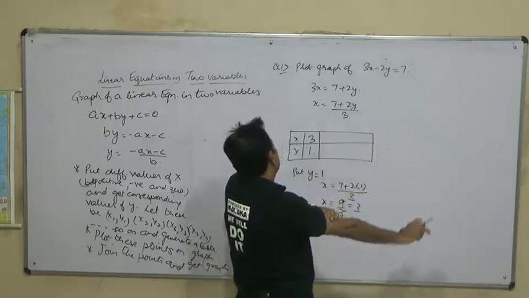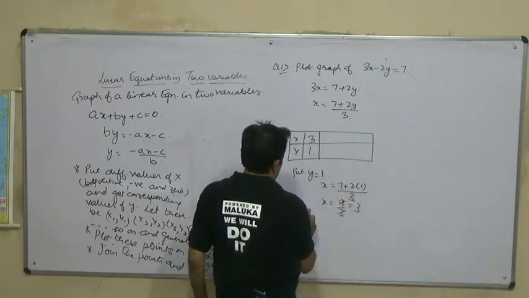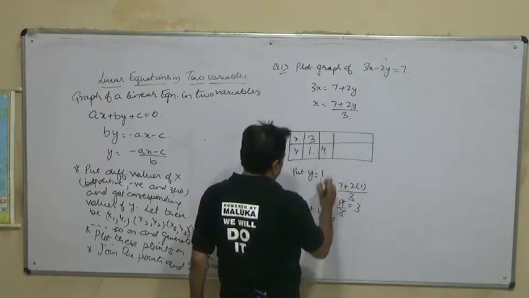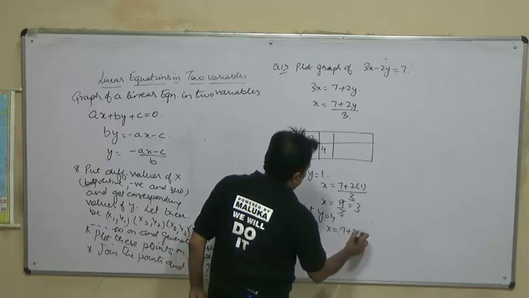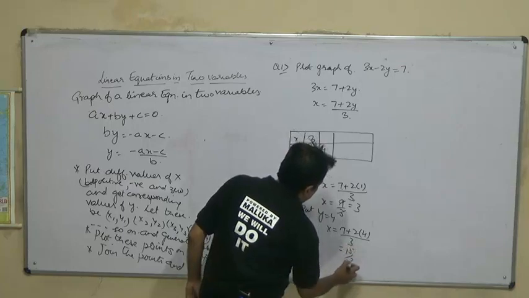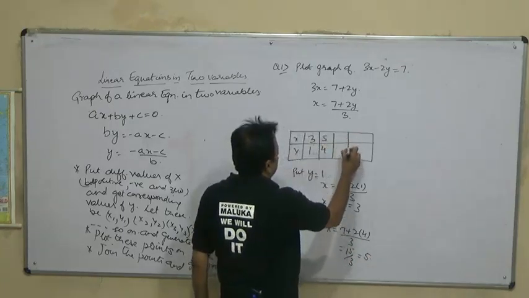It may be 4. Put y is equal to 4 and what do we get here? X will be equal to 7 plus 2 into 4 upon 3, which is 15 upon 3, which is 5. So this will be 5.